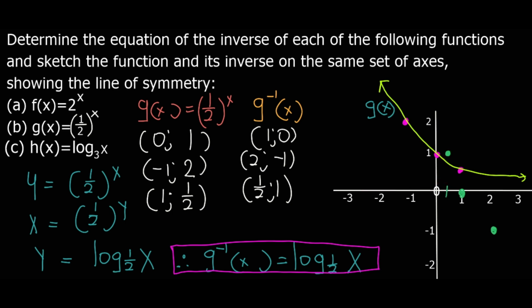So now let's draw the graph. Something like that. Now let's draw the line of symmetry. Remember, the line of symmetry always passes where the graphs intersect, and normally it is y equal to x, and then this one is the inverse. So it's not difficult at all. So these are our graphs.